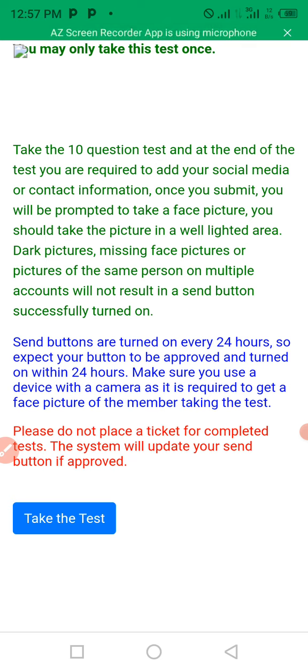So send buttons are turned on every 24 hours. So expect your send button immediately you pass through these steps; your send button will be turned back on within 24 hours. So every TBCian, from May 1st to September, has to do this. You have to do this very quickly. If you don't do this till September this year, forget your account in the TBC community.